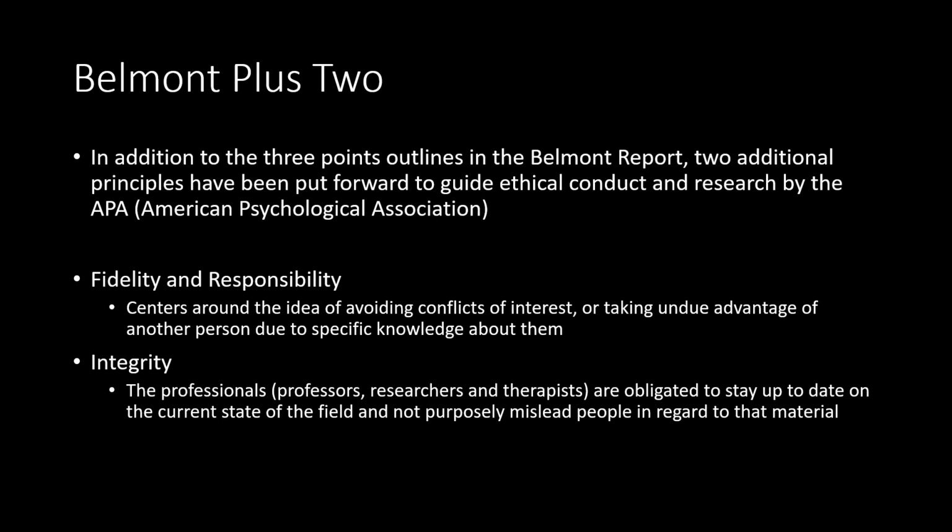So beyond beneficence, justice, and respect for persons, we have another 2. The first is fidelity and responsibility, and the second is integrity. Fidelity and responsibility centers around the idea of avoiding conflicts of interest. This would be not doing research on your intimate partners, not having intimate relationships with someone who is coming to you to seek therapy, and not unduly using your power as a professor to force students into doing research. All of these types of things would fall under this class of fidelity and responsibility, and the examples I gave are things that should be avoided.